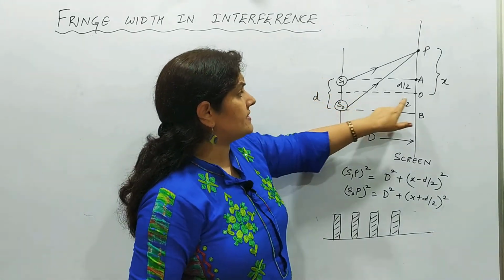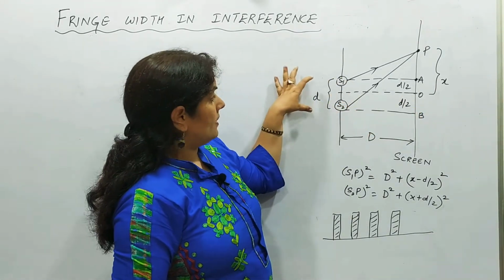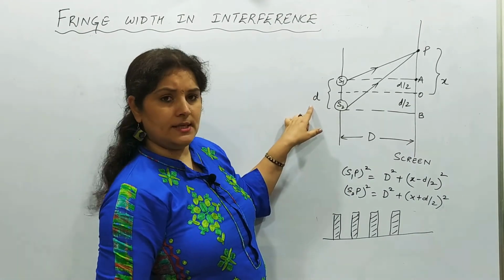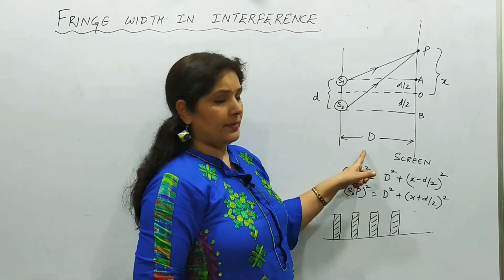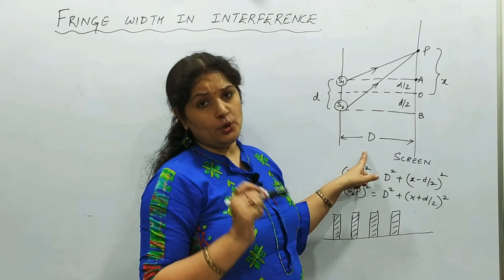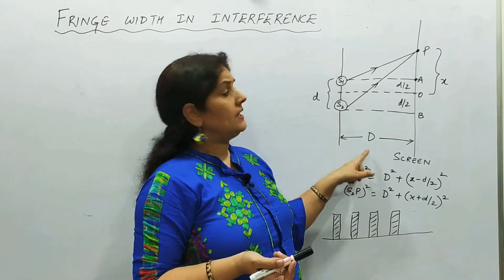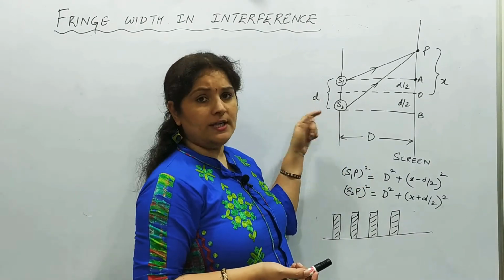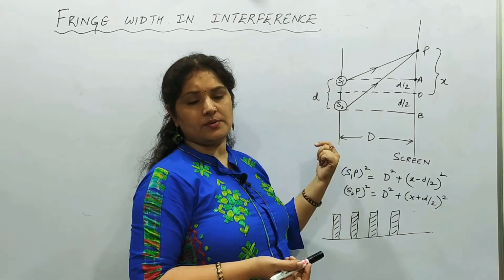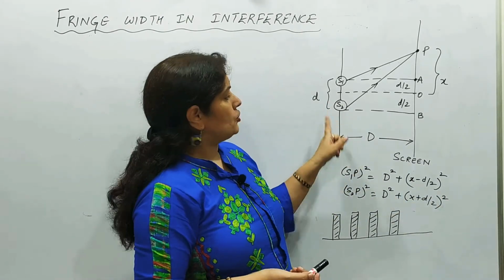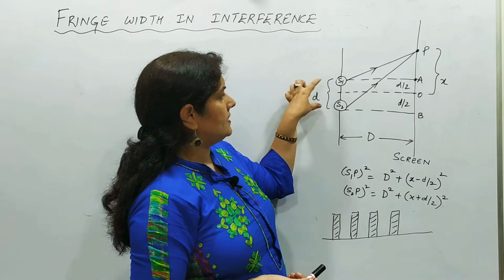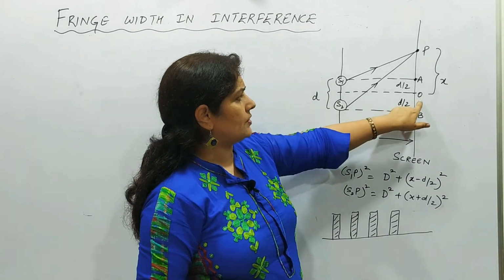Let us assume their central point is O. The distance between the two slits is small d. The screen distance is capital D. This is very important. In numericals also you have to remember that the distance between the slits is small d and the distance of the screen from the coherent sources is capital D. So we have taken this as capital D, this as small d, and this is the central point.